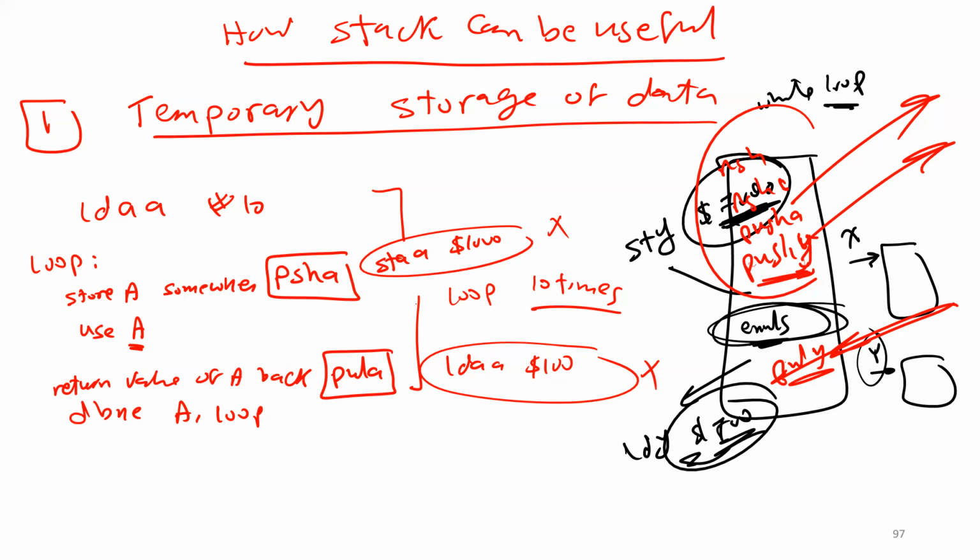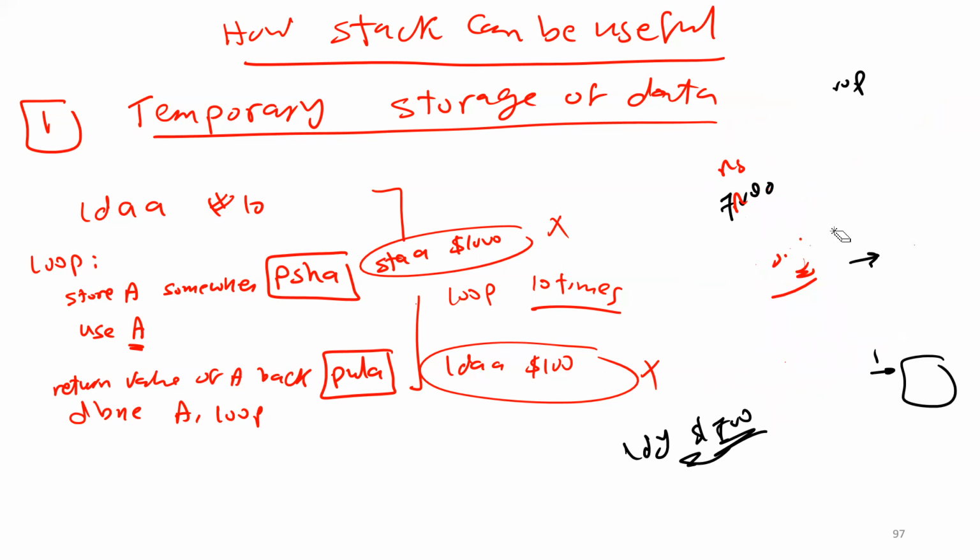Otherwise, you are going to make a mess. It's not clear. Okay. So because last in is the first out. If the last one you push is Y, the first one you pull should be Y as well to get the same value. Anyway, I'm going to explain it later. Don't worry about this one.